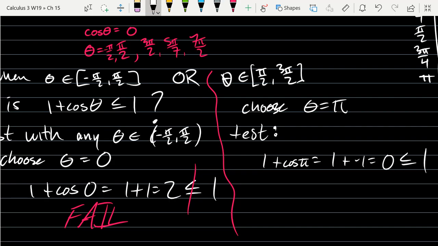So we have pi, we get 1 plus cos pi, which is 1 plus negative 1, that's 0, and 0 is definitely less than 1. So we have the inequality going in the correct direction. So algebraically, that's what it looks like to figure out which interval you should use. Just plug a point in, and then decide if your inequality is going the right direction or the wrong one.